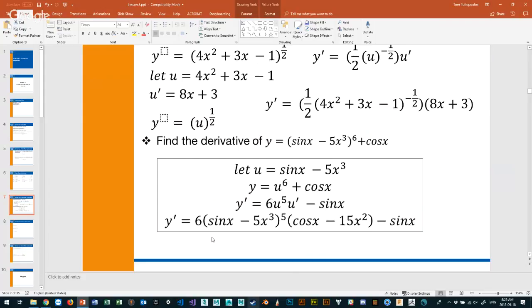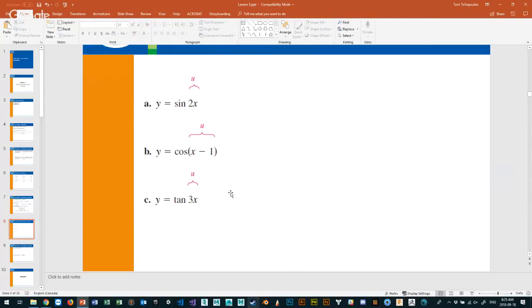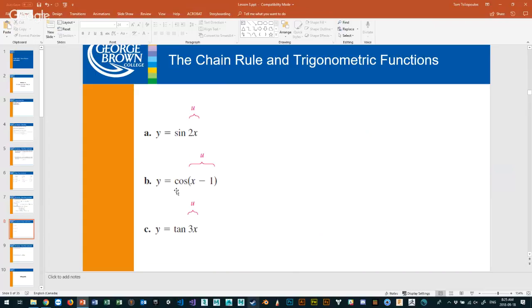So questions around this, the chain rule. All right, we're going to get some more difficulties happening. I'm going to handle these a little bit in lab, but think about this one. So y is equal to sine of 2x. Well, then u is 2x, right? And if y is equal to cos of x minus 1, then u, the inner function, would be x minus 1. And then if y is equal to tan 3x, then u is equal to 3x, where u is another function, the inner function. Okay?